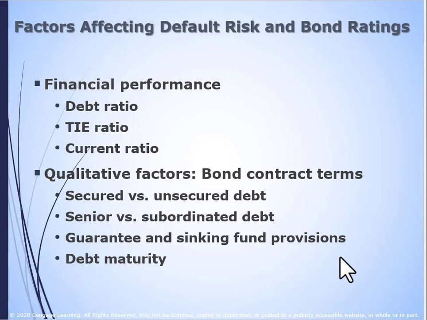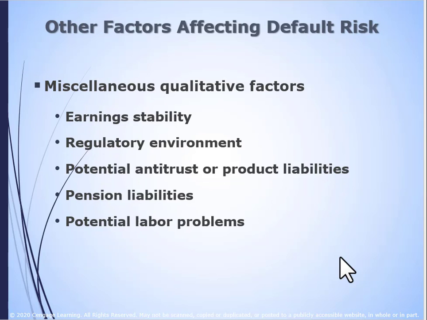Is the debt secured? Does it have collateral or not? Is it senior or subordinated? What this means is the first debt borrowed is the first debt that gets paid, so early debt is more safe than late debt. Are there any guarantees? Are there sinking fund provisions? What's the debt maturity? When does this thing mature? All of these factors are incorporated into the analysis of these companies to determine where their rating should be. And again, we talked about some other kinds of factors that might also affect default risk.